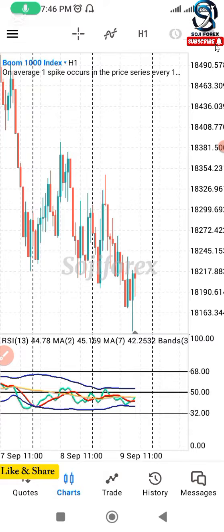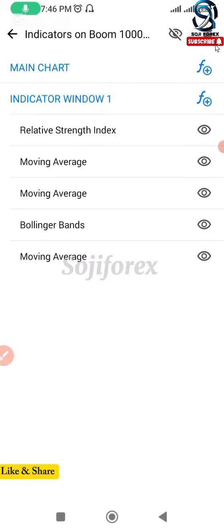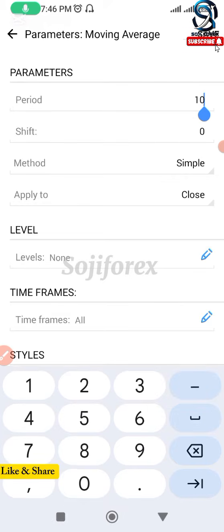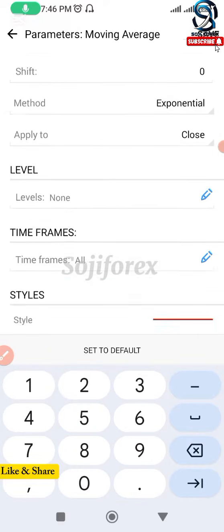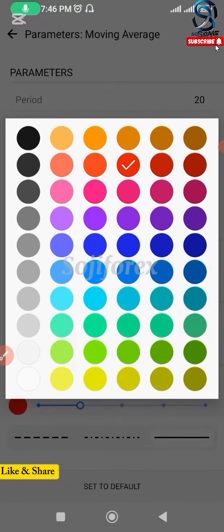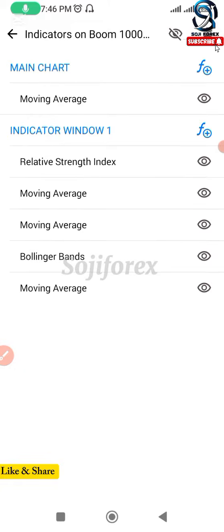So going to the setting of the indicator first, I'll be setting my moving average on my main chart, and the period is 20. So I'm starting from the least. The period is 20. The method is exponential, and I will change the color of this indicator. Okay, let's leave it at this red. So I will save it.